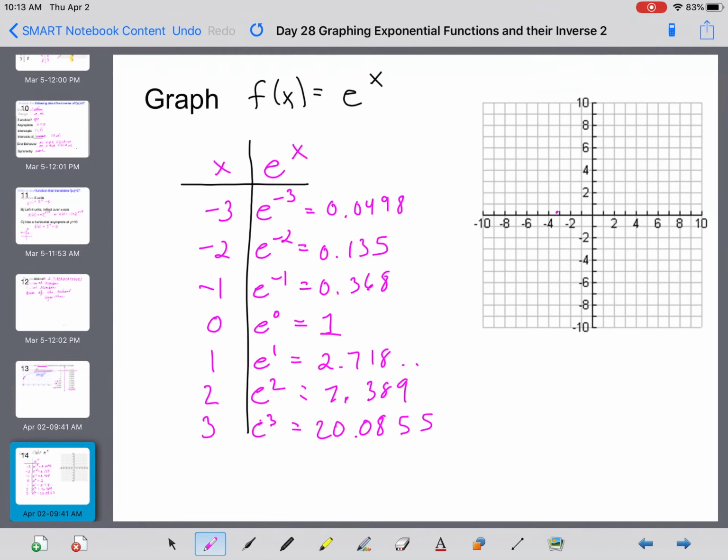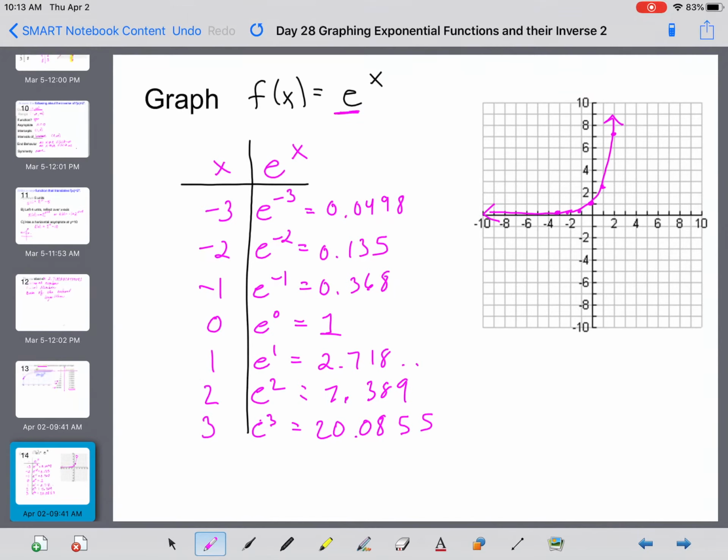So let's just kind of approximate this. Negative 3, your y value is unbelievably small. Negative 2, it's still really small. Negative 1, still really small. 0 is 1. 1 is just about 2.7 or so. 2 is just bigger than 7. And 3 I can't fit on my grid. So you can see that it doesn't look a whole lot different here. Okay, that would be my e to the x function graphically.